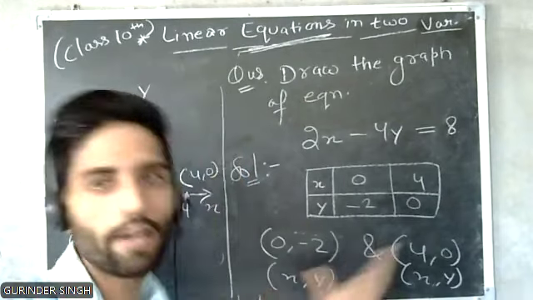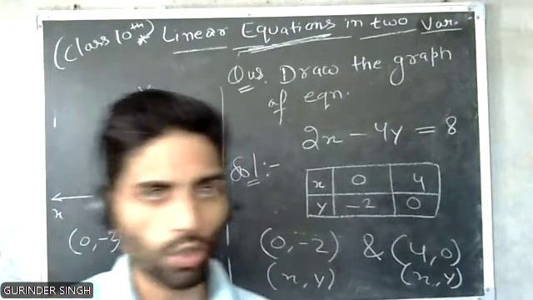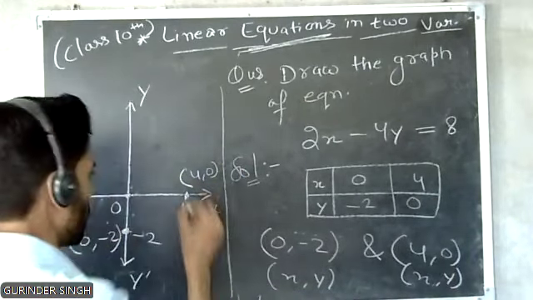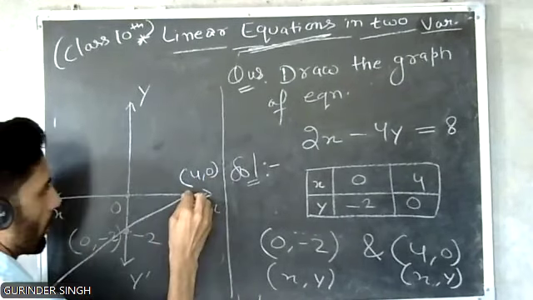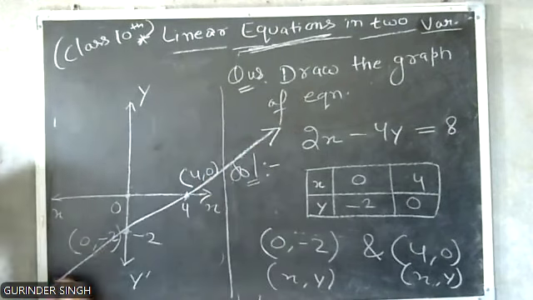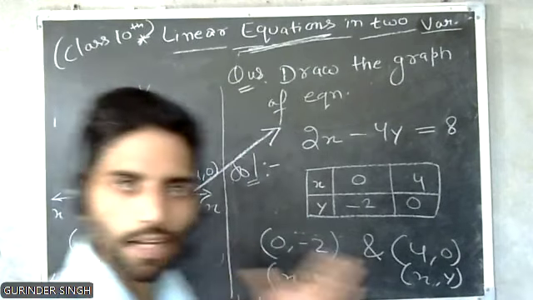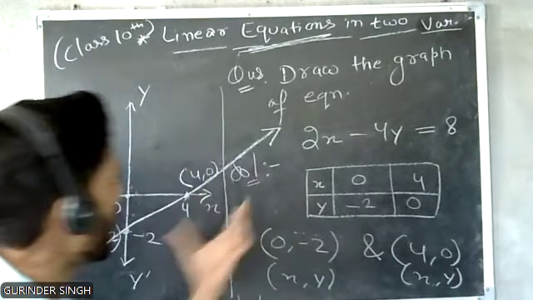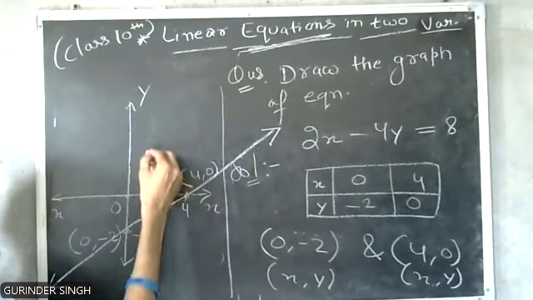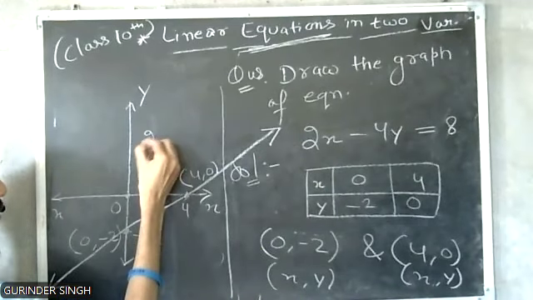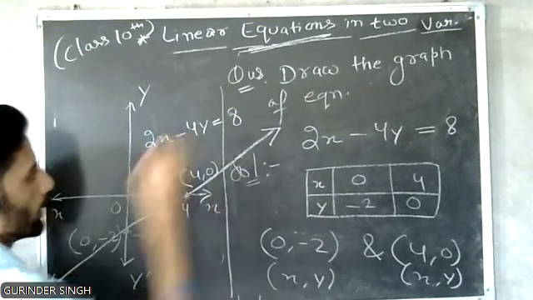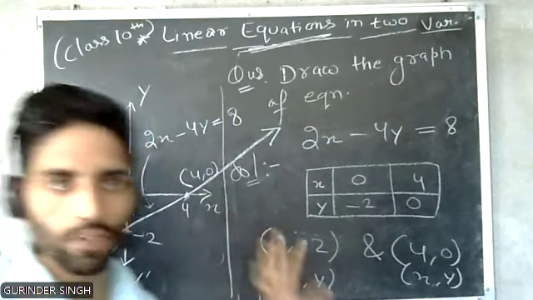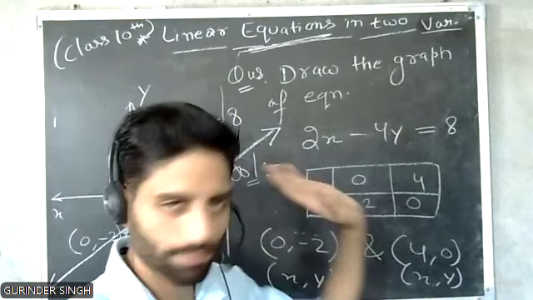I don't have a scale, so you just join them. That will be your straight line, like this. So this is my given straight line, which has the equation 2x minus 4y is equal to 8. This is the equation of a straight line that is given.